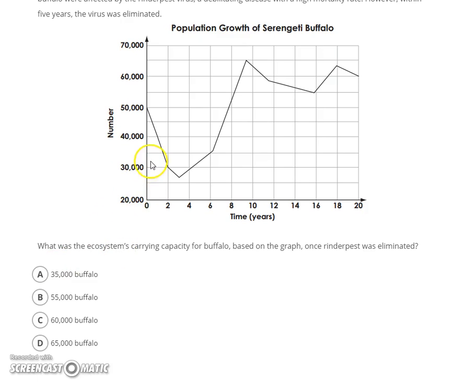So 35,000 is way too far down there. 55,000, we're getting close. 55,000 hits right here. 60,000 is right here.